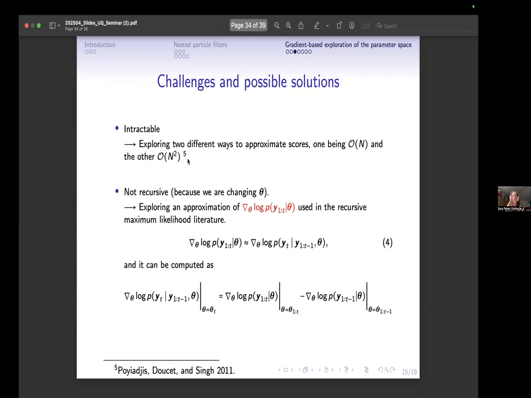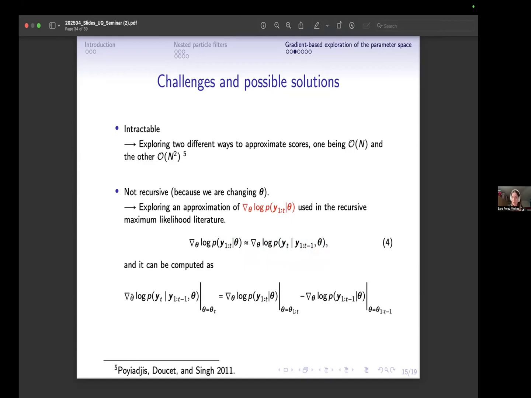And then the other problem, the non-recursivity one, is a bit more tricky, I would say. We are trying to explore how to approximate this score a bit more like it was done in the recursive maximum likelihood literature. Instead of looking at the whole sequence of time, they just look at this partial score, just the last time step somehow. And in this literature, I think it's also introduced in the same paper, how to do this.